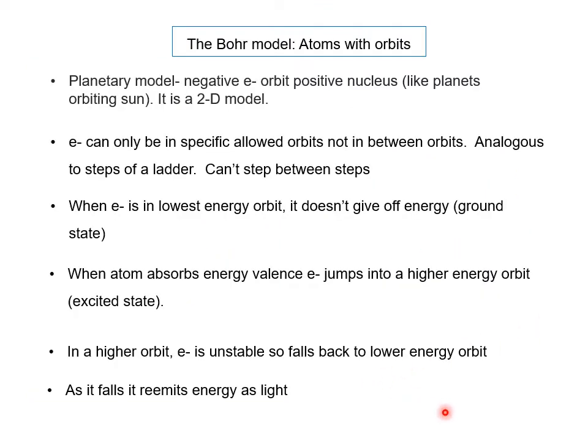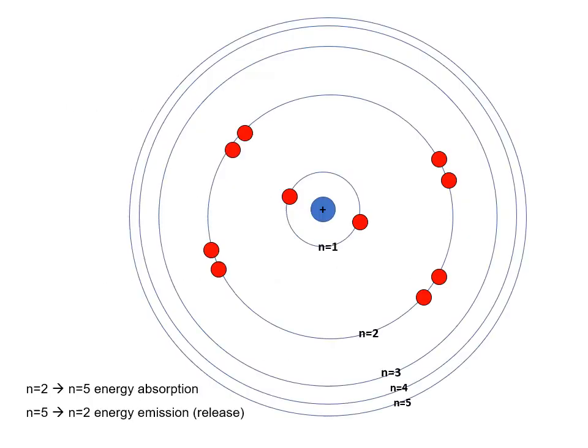Okay. In a higher orbit, the electron is not stable, like we said. So when it's in the excited state, it's not stable. So that electron falls back to the lower energy orbit. And as it falls back, it gives off energy as light. And that's actually how we see color.